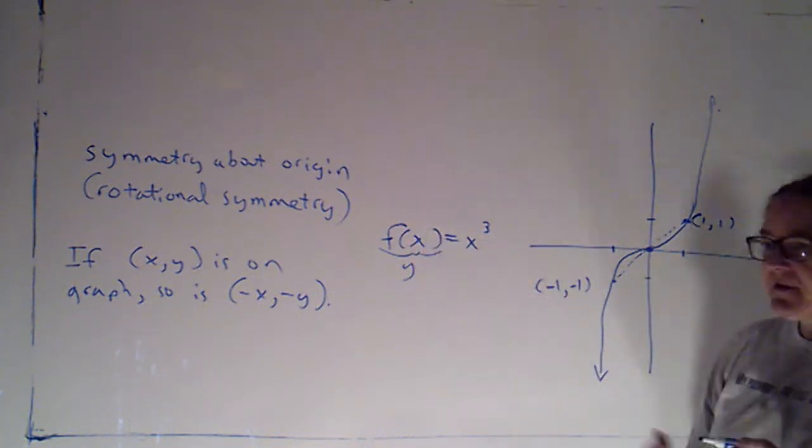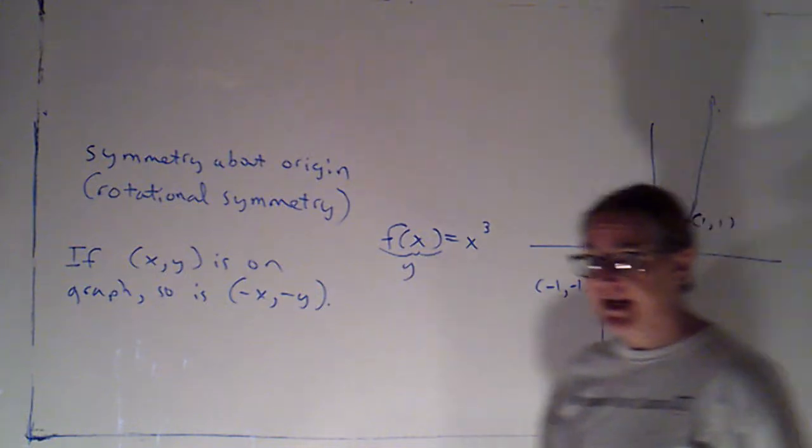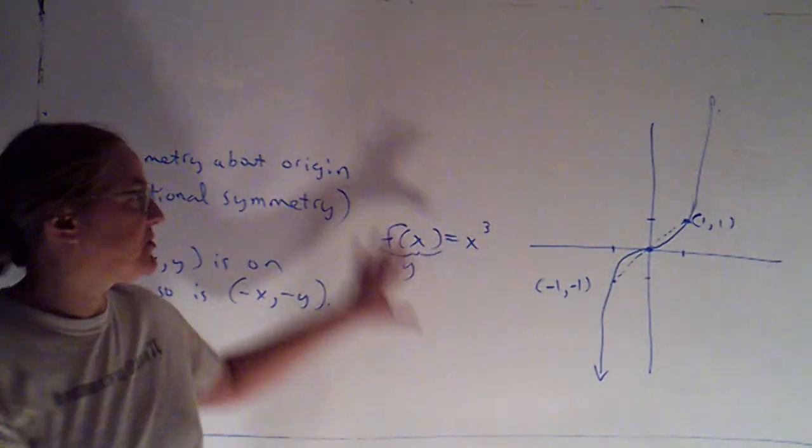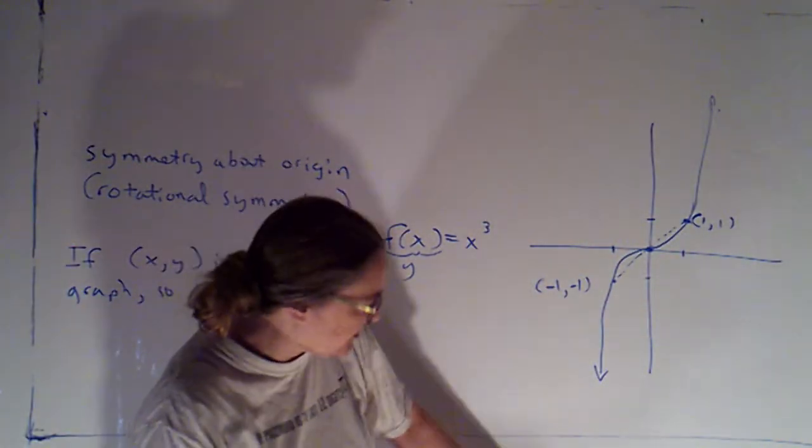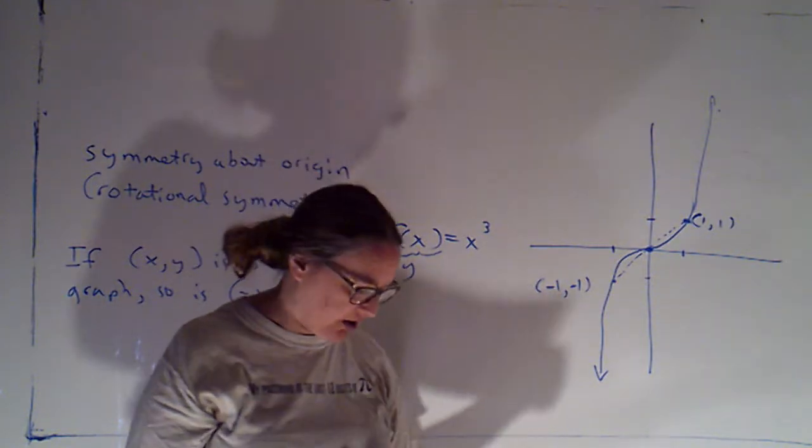Okay, now I mentioned this is called rotational symmetry. To illustrate that, I can't really use my whiteboard because I don't want to undo all of the duct tape that's attaching it to the wall here.